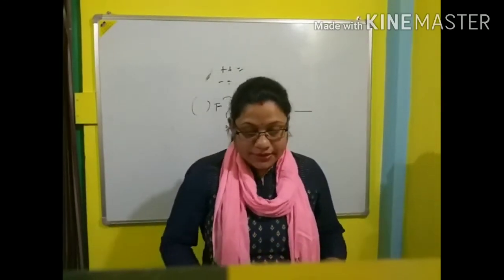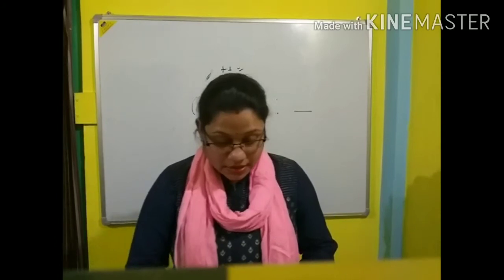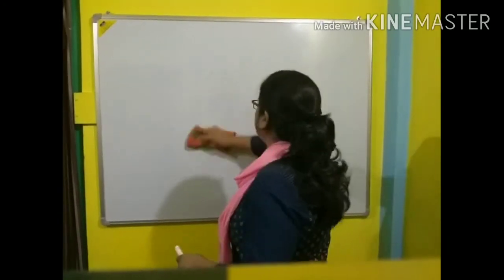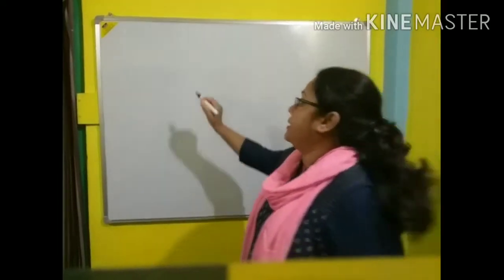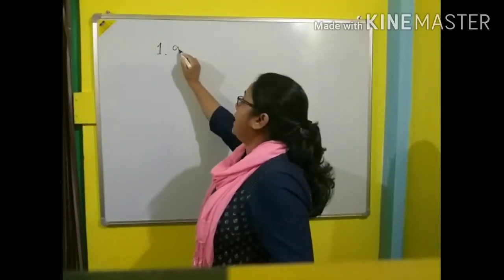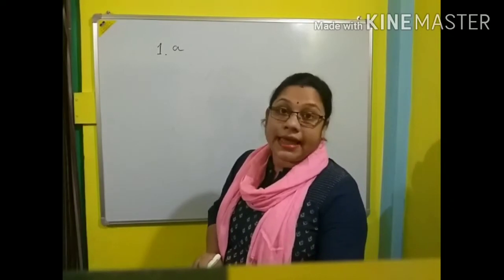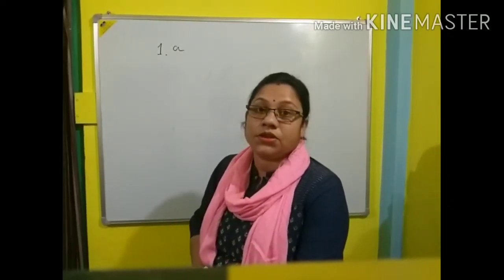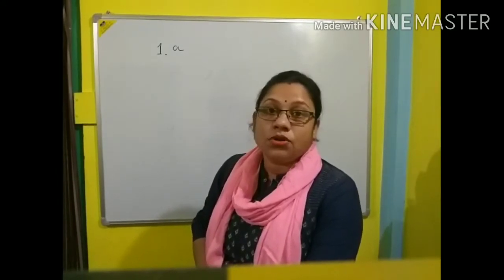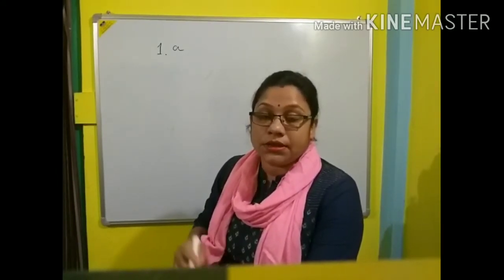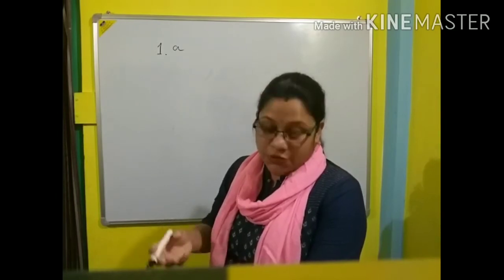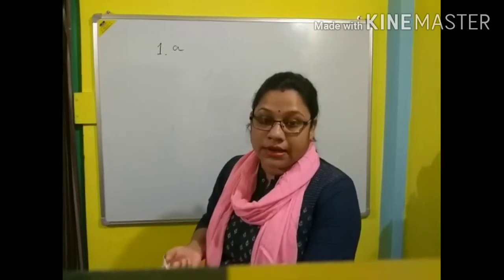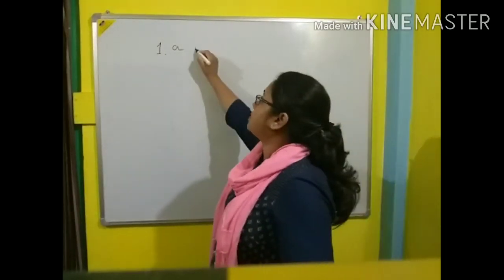Objective type questions, fill in the blanks. Question number 1A: the dash box is used to display information to the user. So, what box do you use in JavaScript to display information to the user? That is the prompt box.